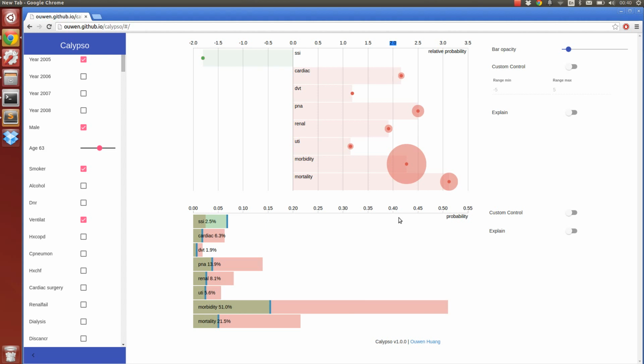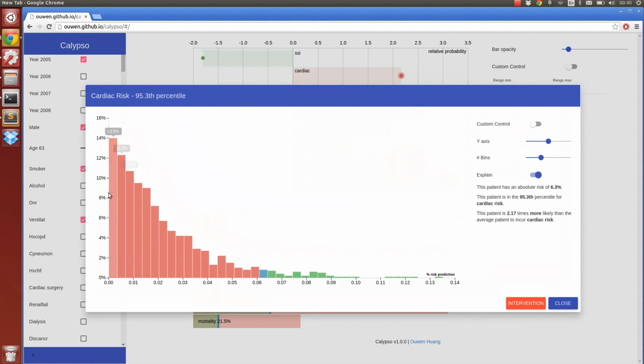So we can learn more by clicking on one of these predictors. So this will give a histogram of where the patient falls in the population. So this patient is in the 95th percentile for cardiac risk. So perhaps this surgery is not such a great idea. And we can see all the patients that fare better and all the patients that will fare worse.